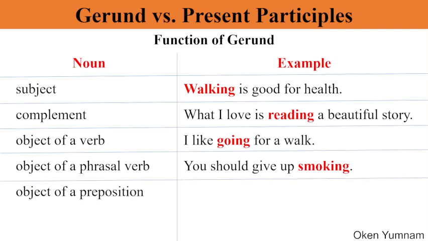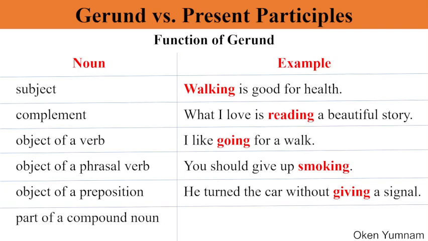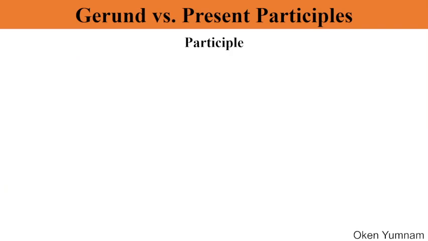Object of a preposition. You see here, he turned the car without giving a signal. Giving is the object of the preposition without. Then part of a compound noun. See here, I bought a walking stick. It's not a stick which is walking. It's a stick for anybody's walking. Acting as a noun.